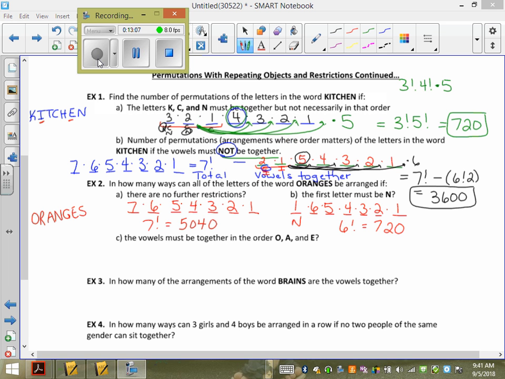The vowels must be together in the order OAE. Makes a difference, right? 1, 2, 3, 4, 5, 6, 7. We're going to hook them together. They need to be in the order OAE. So my options are 1, 1, 1. Then I have 4 letters left. 3, 2, 1. Does it say together at the front? No, so we have to be able to move them. So that's one way. 2, 3, 4, 5. So we multiply by 5. So it's 5 factorial, which is 120.